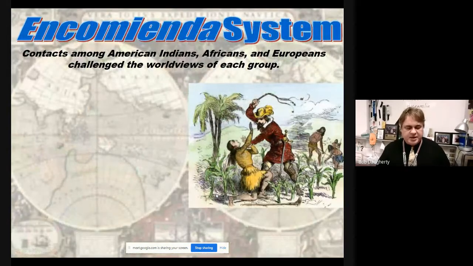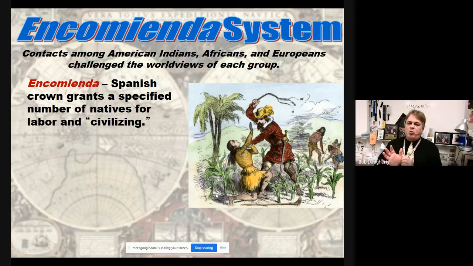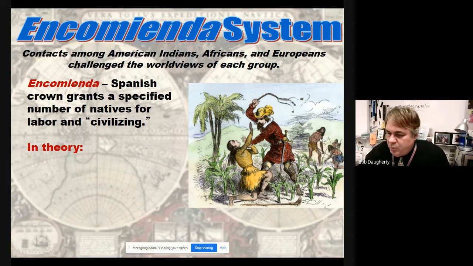So more about encomienda here. Now, what's going to happen is the world views of each group are really going to be challenged. Now, the way the encomienda worked is the Spanish crown would give a specific number of Indians to, say, a mission to have them work either in the mines or to work growing food, and they would be, quote, civilized. Here you see quite a graphic picture where the Spaniard is using a whip on an Indian woman while the Indian men are forced to work over here.